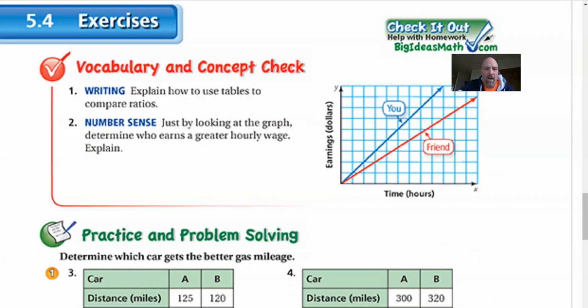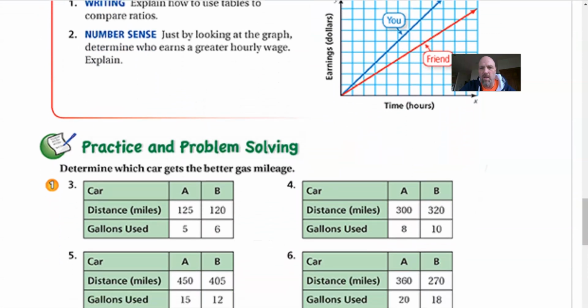You can see here, without any numbers, just by looking at the graph, you can determine who earns the greater hourly wage, you or your friend. So here's the steepness of you. This is dollars per hour. So just by the steepness of your graph, you can make decisions. And so these are graphs that we look at all the time in our lives.